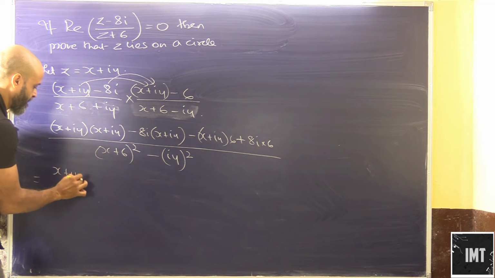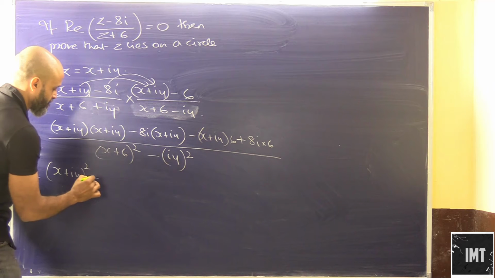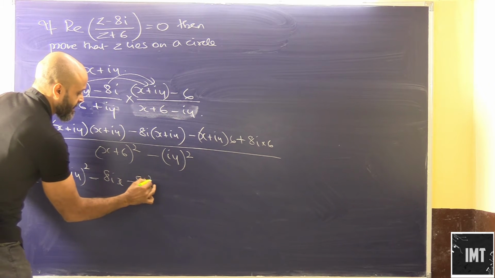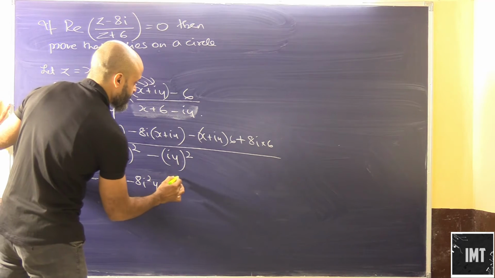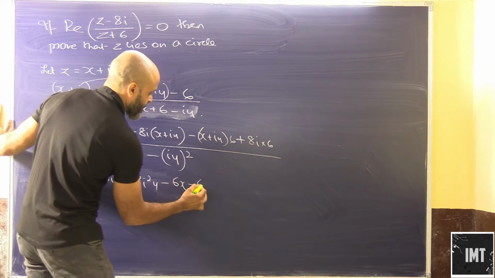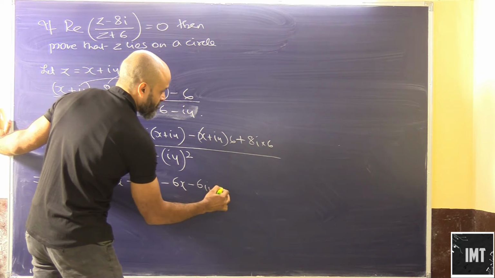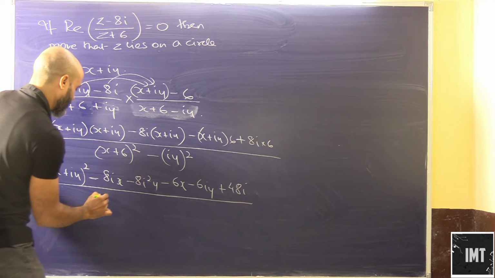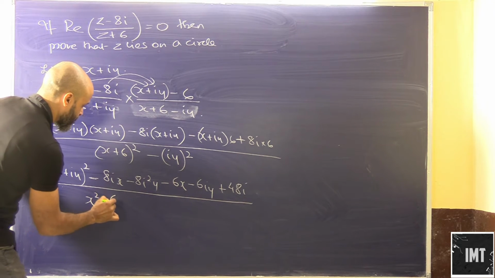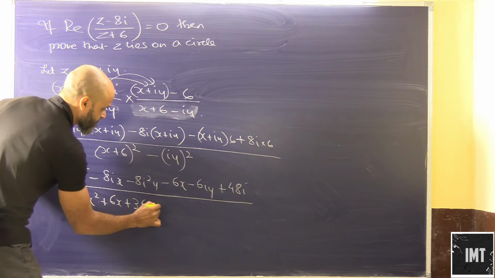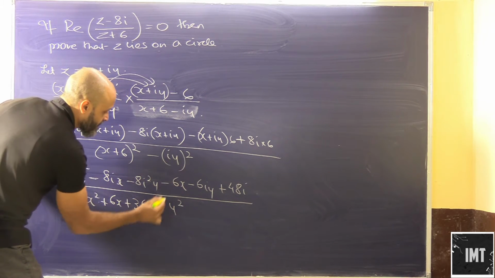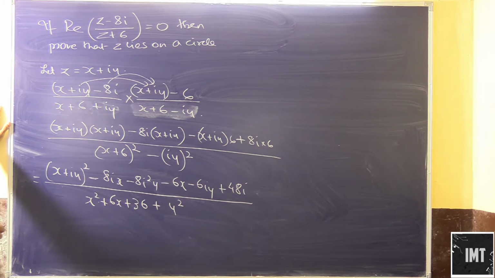Okay, so this will give you how much? x plus iy whole square minus 8ix minus 8i square y minus 6x minus 6iy plus 48i, and here it will be x square plus 6x plus 36 minus i square y, which means y square. So minus i square y, which means plus. Okay, all right, so let's do this one here.